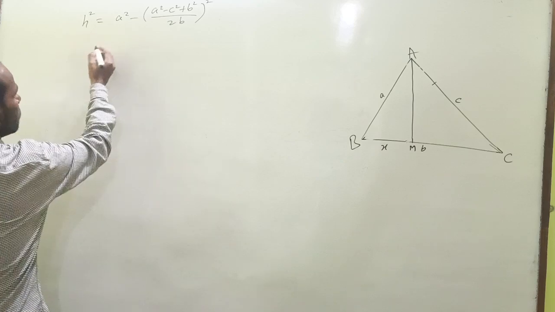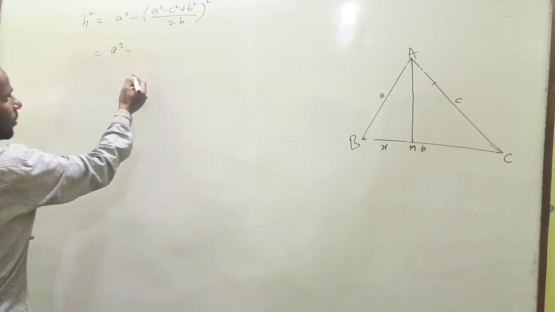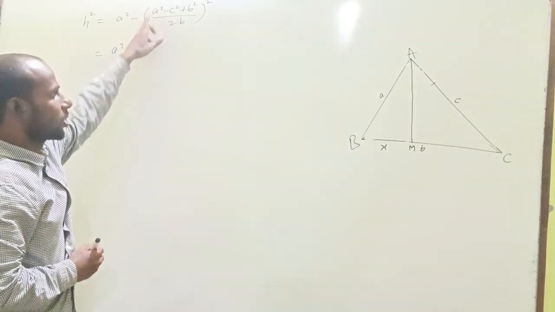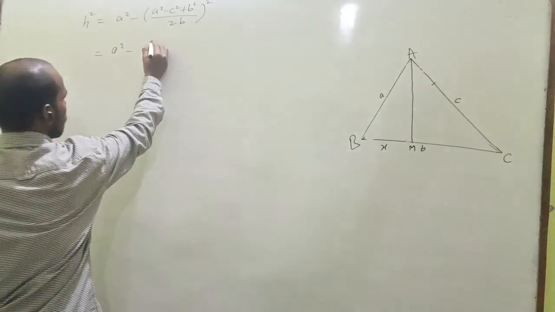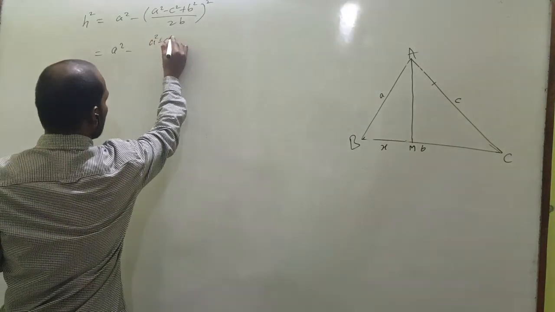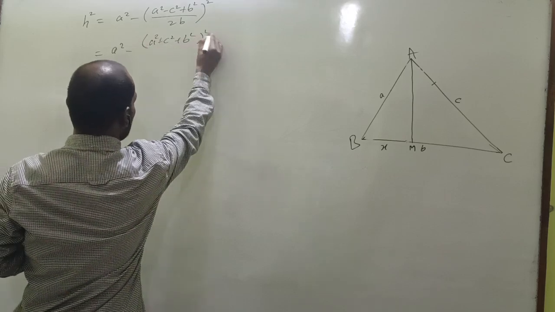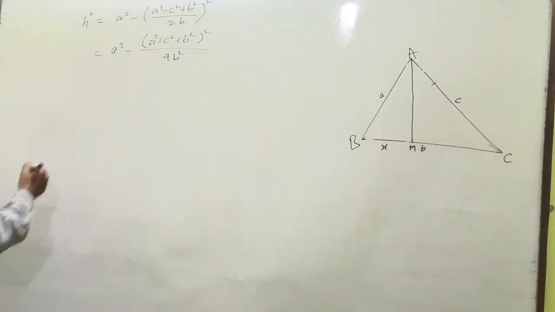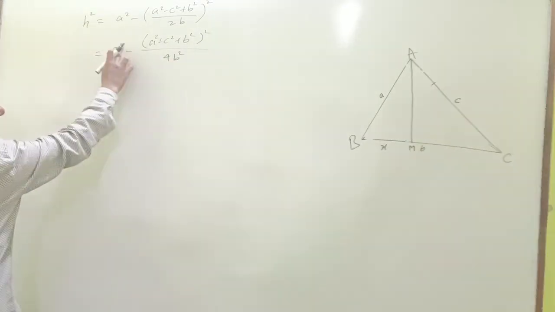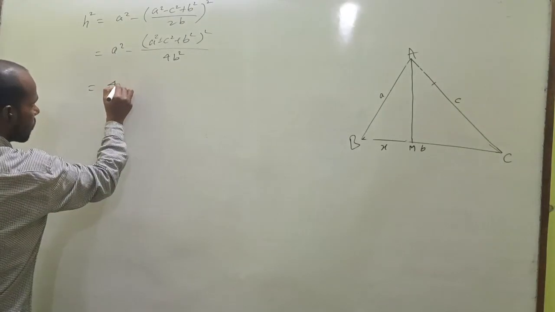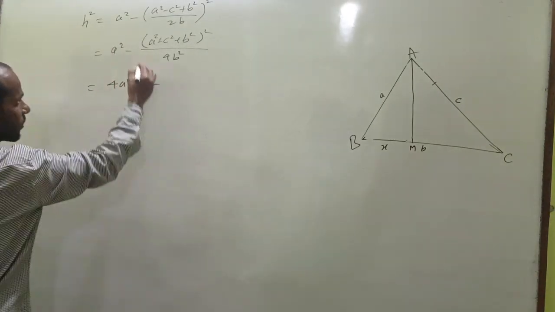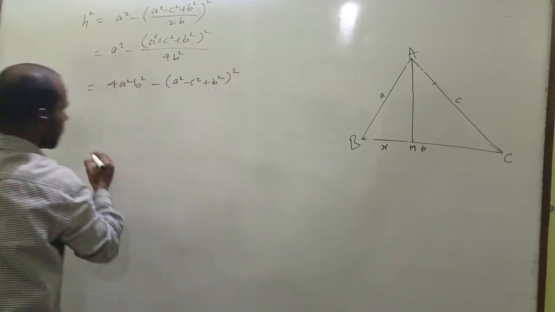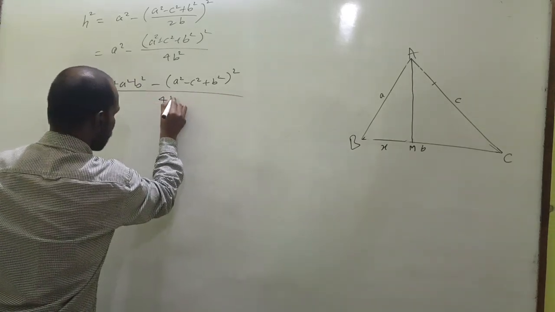So h square is equal to a square. Here we can use the square of numerator upon denominator. That would become (a square minus c square plus b square) whole square upon 2b whole square, and the whole square of 2b is 4b square. Now multiply this denominator into this, so that will become 4a square b square minus (a square minus c square plus b square) whole square, upon 4b square.